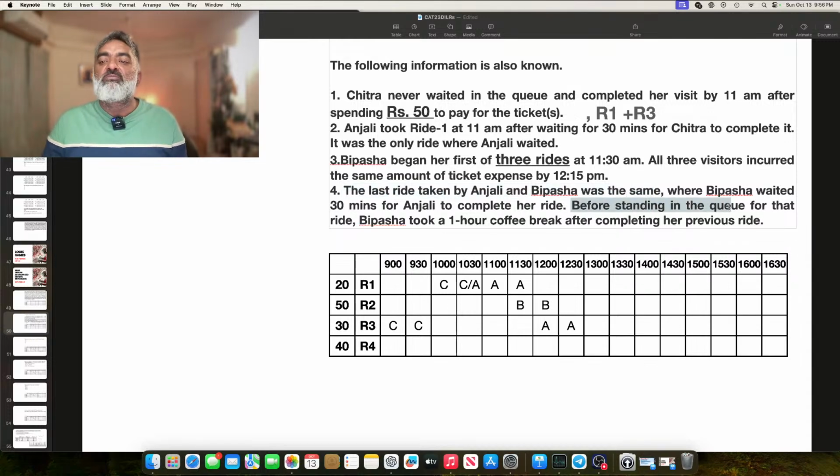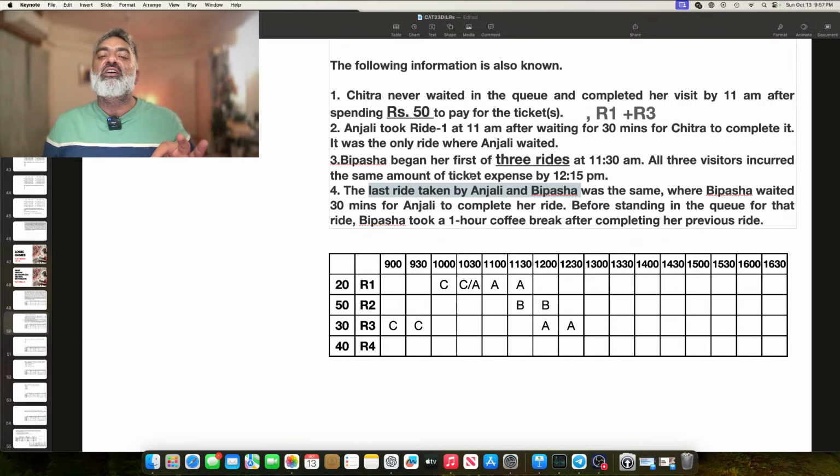Furthermore, long story, before standing in the queue for the ride, Bipasha took a 1 hour coffee break after completing her previous ride. Okay, so the story, pay attention to it. It says a lot of small parts happening here. This is the last ride for Anjali and Bipasha.